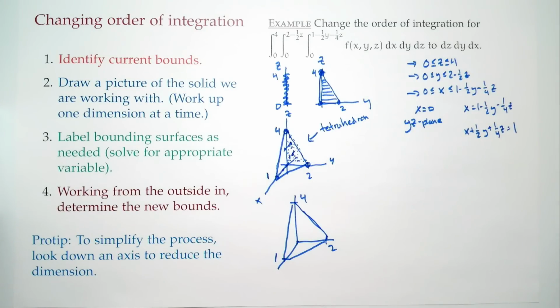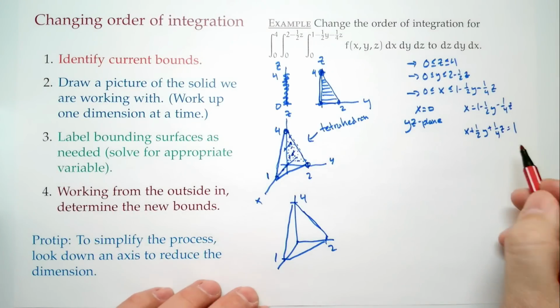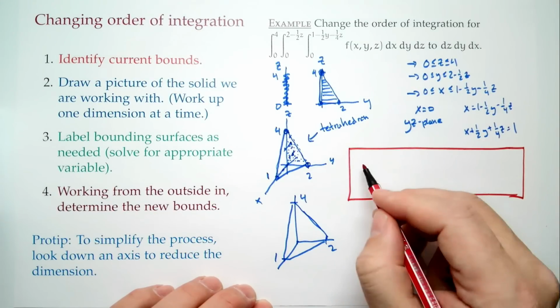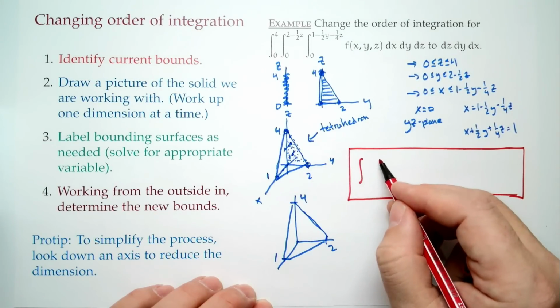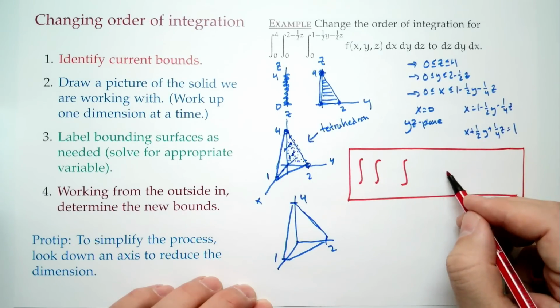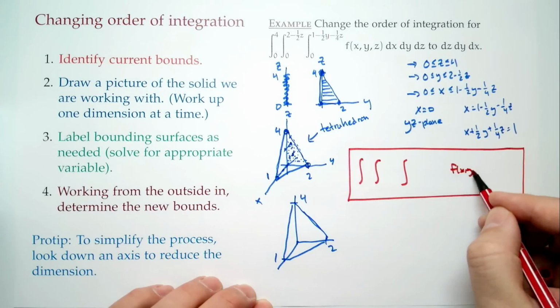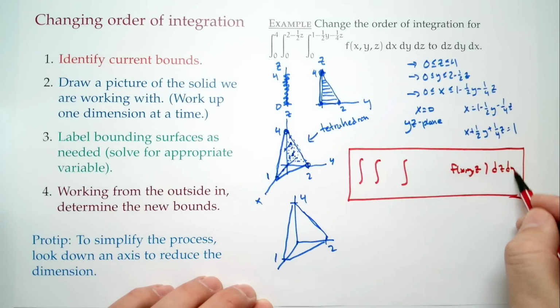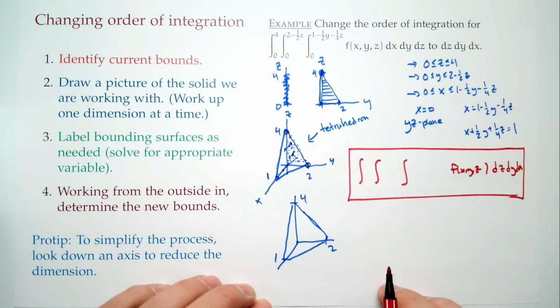Okay. All right. I better make sure we leave enough space to write down the answer here. So we're going to put a box here and say, and this is the answer. Integral, integral, integral, and then it's still the f of x, y, z. And now dz, dy, dx. Okay.